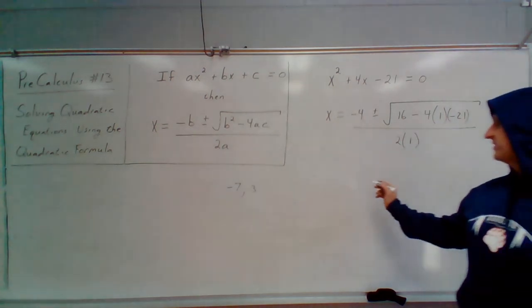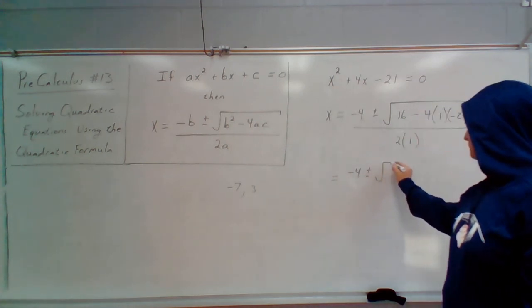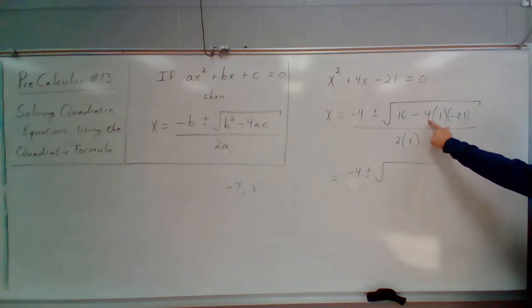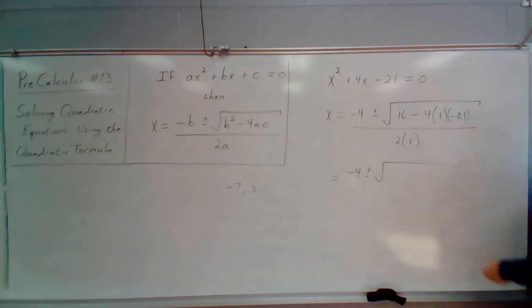All right, now we simplify. So I have negative 4 plus or minus square root. All right, 4 times 1 times negative 21, excuse me, is negative 84. So I have 16 minus negative 84.